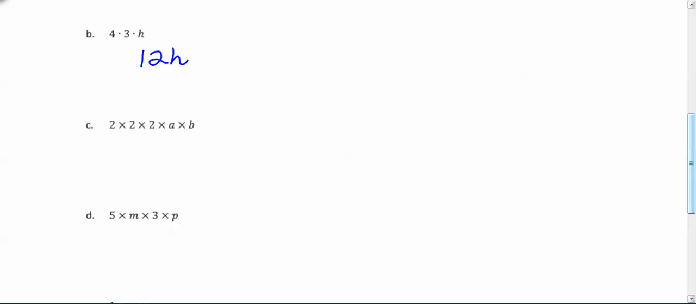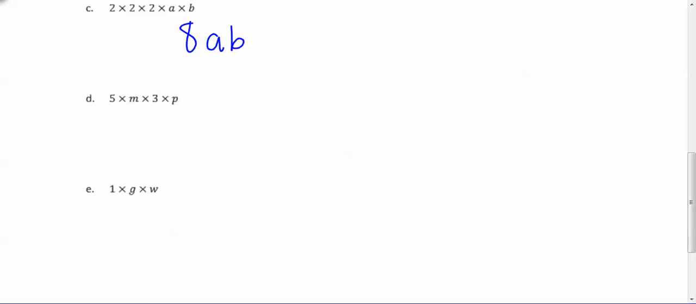Do not tell me 6 something. DeQuaylen. 2 times 2 times 2 equals 8, and 8 times AB. Very good. So now we have 8AB. Do we need any dots in there? No, we don't. We're going to be very minimalistic here. We know that when we have numbers next to variables, that means multiplication, and variables next to variables, that means multiplication as well.